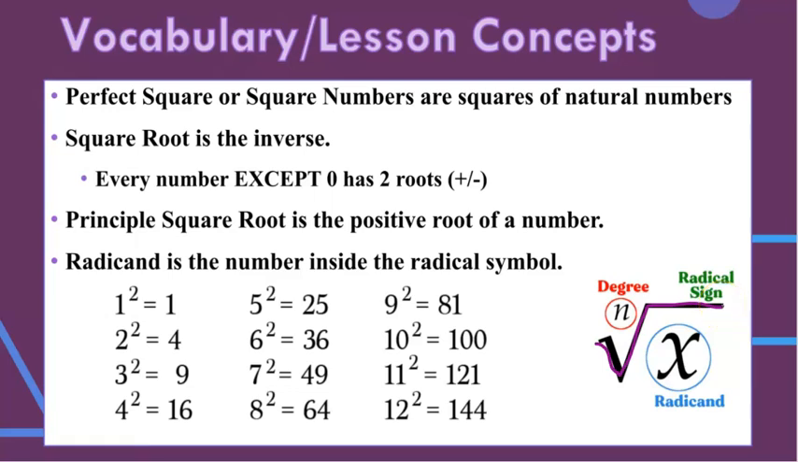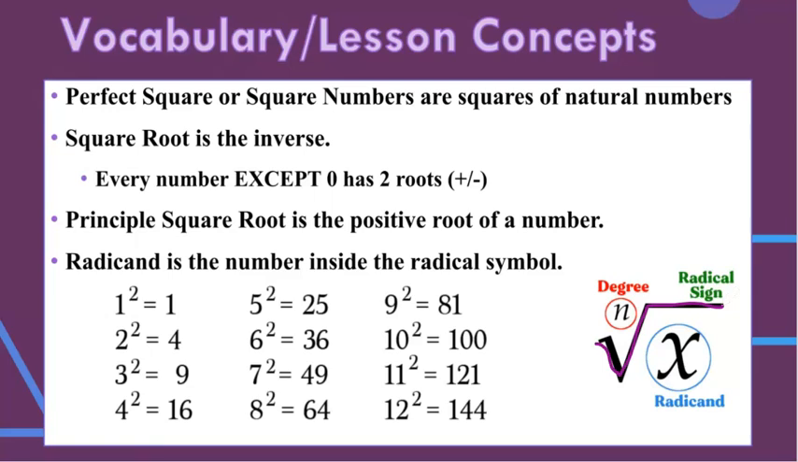Now every radicand is going to have two roots, except if it's 0, because 0 can only have one root, which is 0. For the two roots, one is going to be positive and one negative, and since 0 is neither positive nor negative, you can't have more than one root for 0. Whenever you are asked to find the principal square root, that is talking about the positive root of a number.